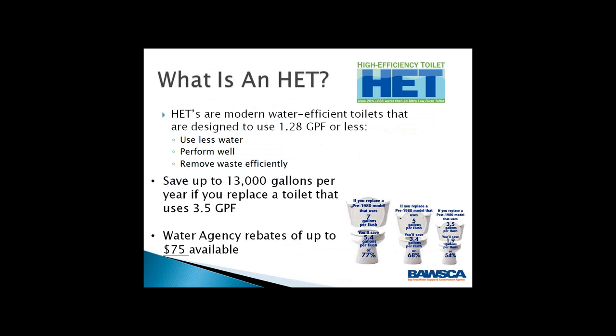So an HET is a modern water efficient toilet that is designed to use 1.28 gallons per flush or less. It uses less water, it removes waste efficiently, and it performs better than your standard toilet. For example, if you're using a 3.5 gallons per flush, which there aren't too many left, but a lot of homes still do have them, you can save about 13,000 gallons per year if you do replace one that uses a 3.5. And water agency rebates for these particular toilets are up to $75.